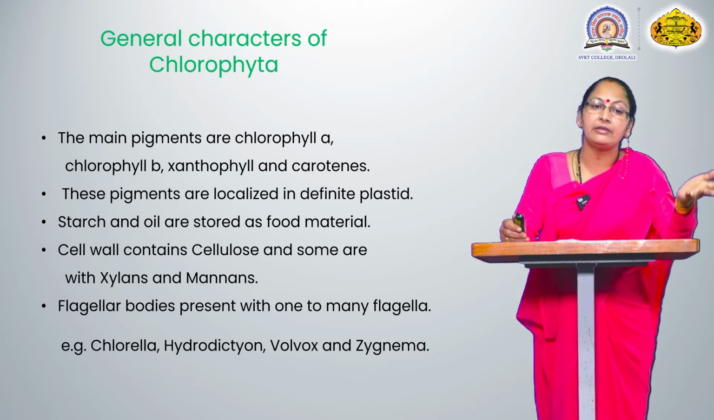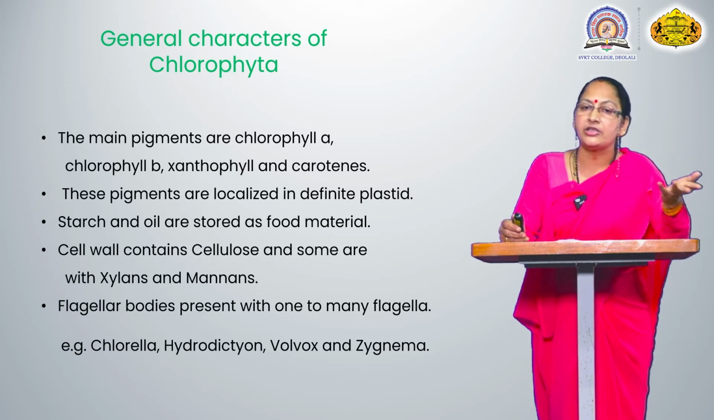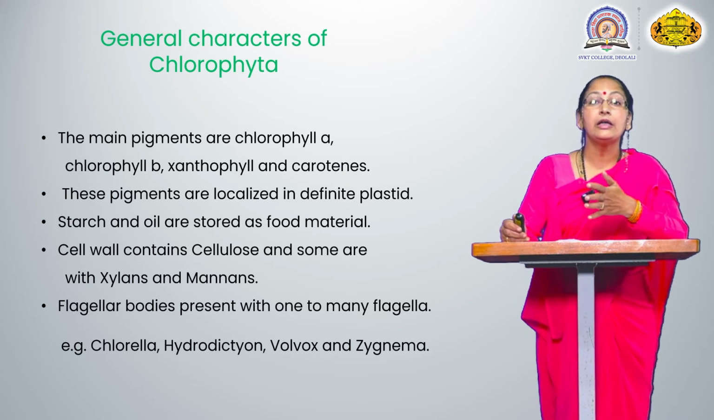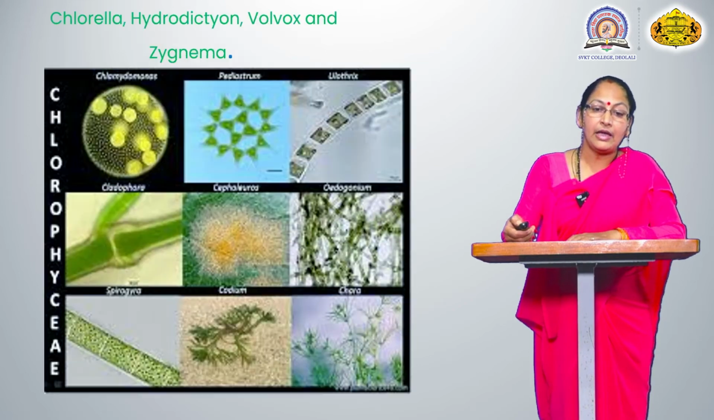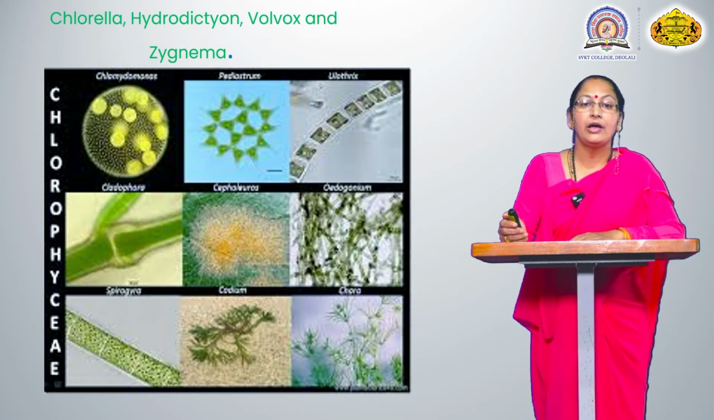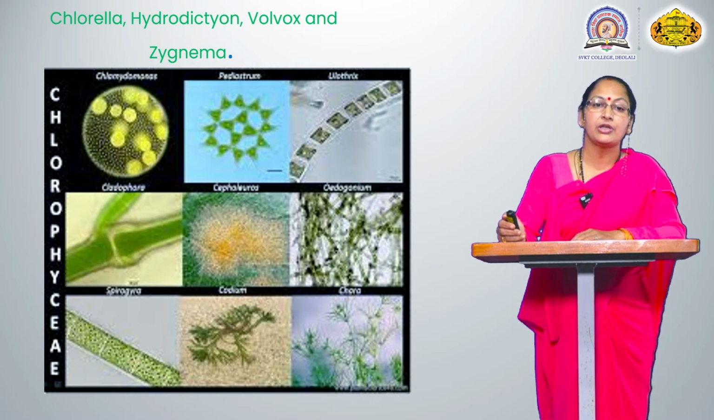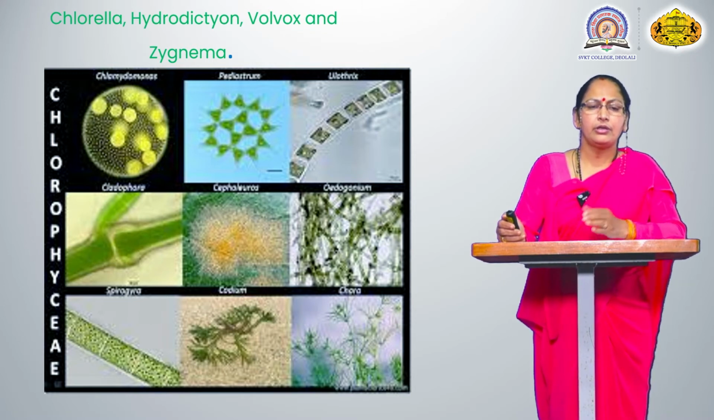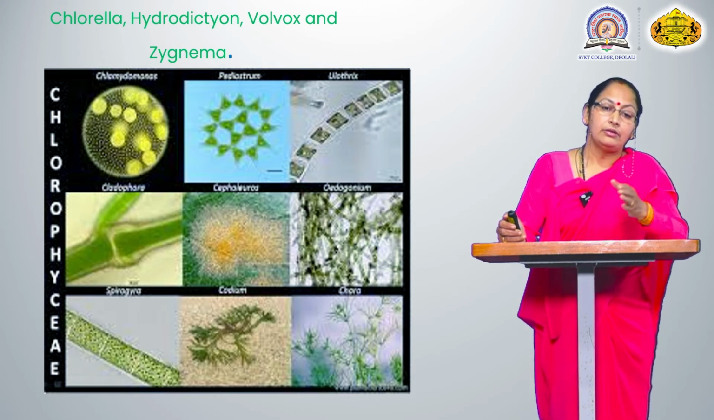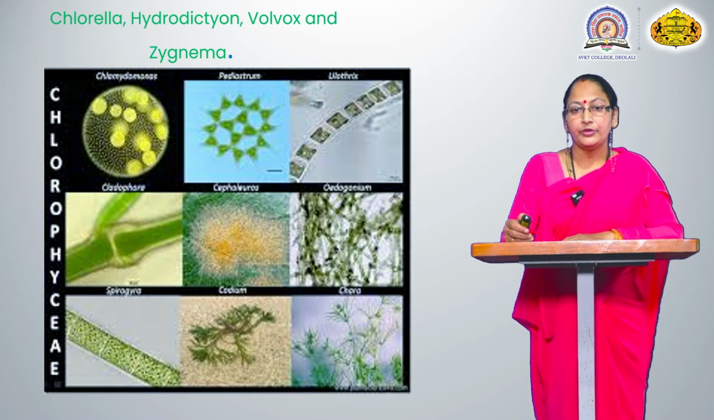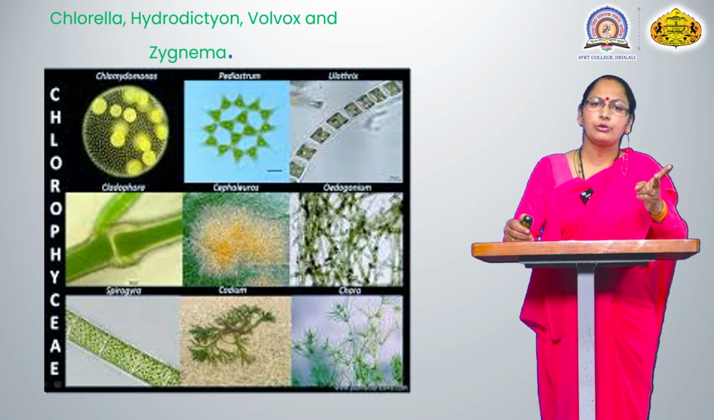First one is the pigment, then second reserve food material, then third one is the cell wall, also the flagella, whether present or absent, and the color of the algae. These are differentiated. See, then next, see the picture: Chlorella, Hydrodictyon, Volvox and Zygnema, also Spirogyra. So many forms of chlorophycean algae, see in the picture. Okay, is it clear? Both the classes, first one the cyano and the chloro, it is clear.